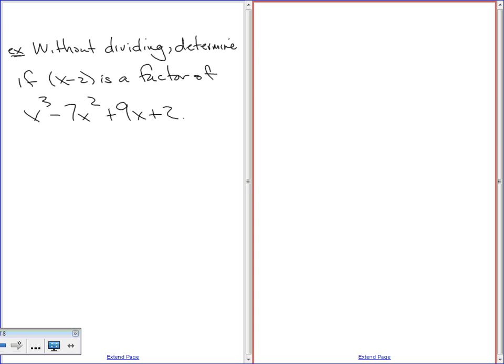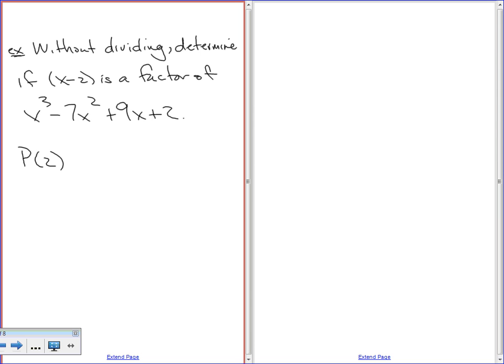Remember we talked about what a factor was yesterday? A factor means that it goes into it evenly. So what would the remainder be? Yep, 0. Okay. So how do I determine if the remainder, when I divide this guy into here without dividing, is going to be 0? How do I do that? Okay. So you substitute your a value, which is 2, into the polynomial.